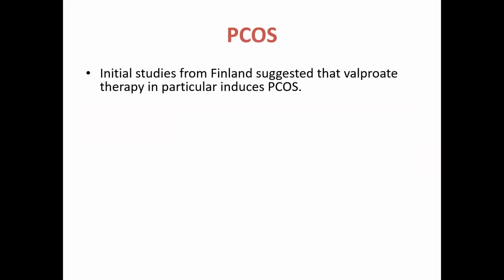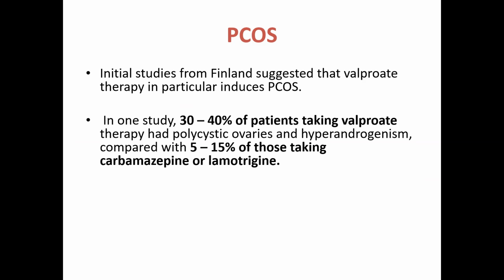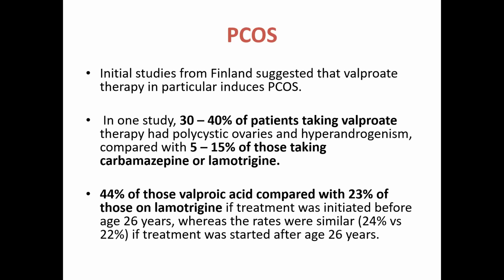In polycystic ovarian syndrome, valproate does cause PCOS, and it causes obesity. So better you avoid valproate in young female patients. There is one study showing that 30 to 40% of patients taking valproate had polycystic ovaries and hyperandrogenism, as compared to 5 to 15% of those taking carbamazepine and lamotrigine. So better you avoid it in a young female patient, especially obese, with PCOD, and those having issues with conception. And in 23% of the cases with lamotrigine, but it is highest for valproic acid.